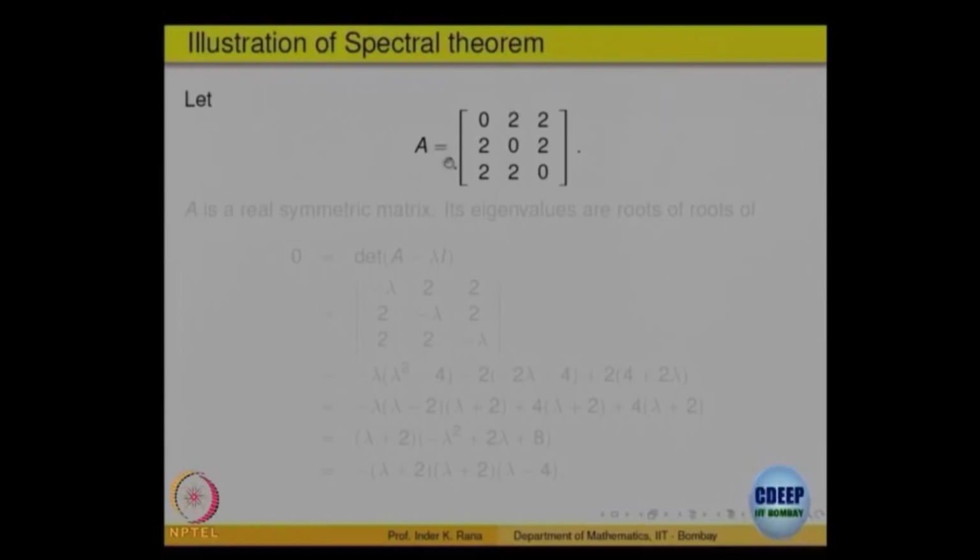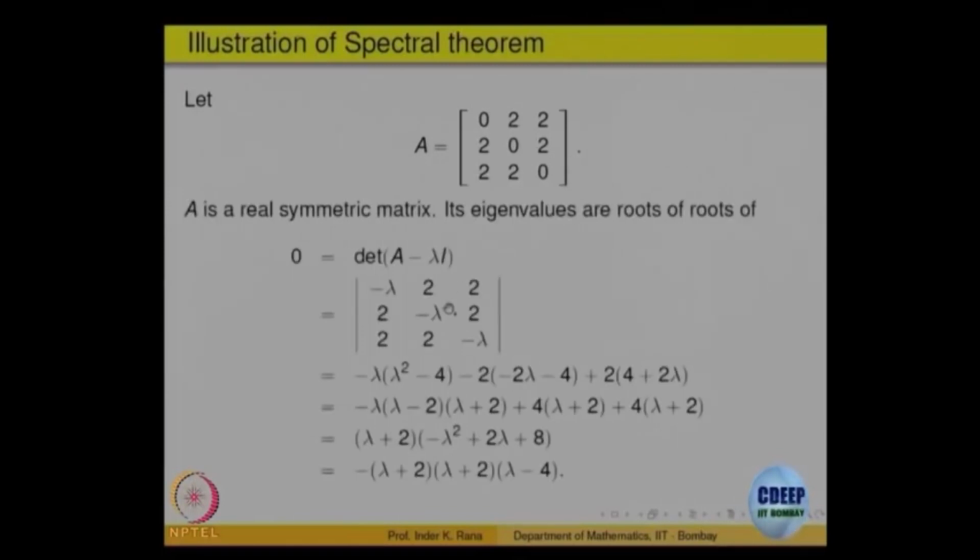So, how do you find that? Look at A minus lambda I. So, 0 minus lambda, 0 minus lambda, so along the diagonal it will become minus lambda. Expand that determinant. That 3 by 3 determinant you expand and simplify, and it comes out to be minus (lambda plus 2)(lambda plus 2)(lambda minus 4). So, there are 3 factors. That means lambda equal to minus 2 is repeated, it has algebraic multiplicity 2, and lambda equal to 4 has algebraic multiplicity 1.